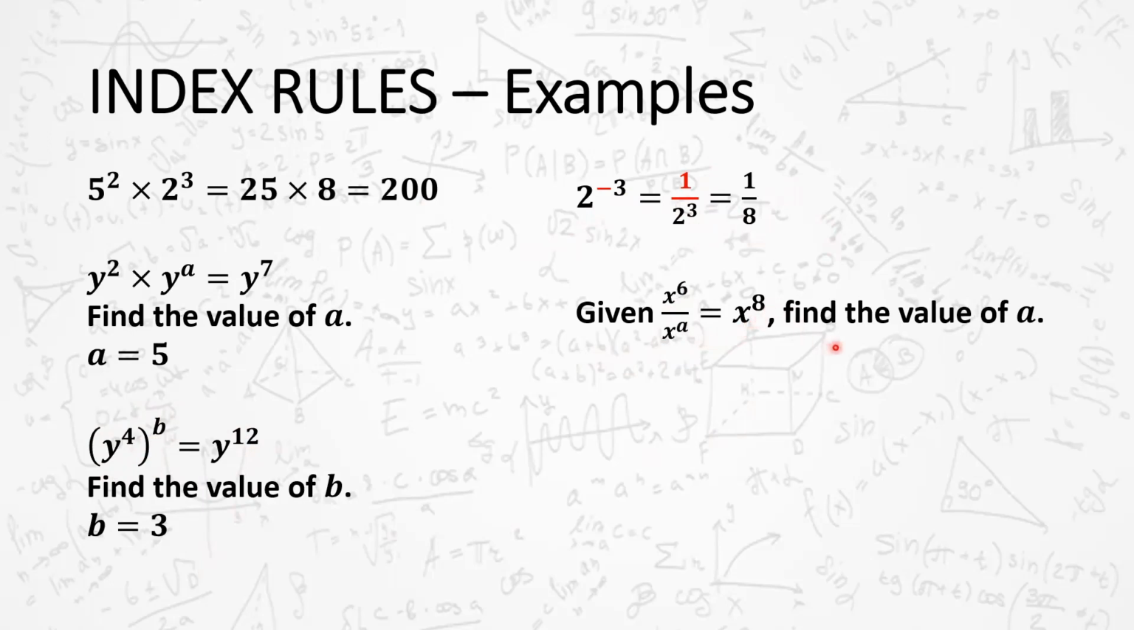Next, you were given x to the power 6 over x to the power a equals x to the power 8. Find the value of a. Apply the index rule, you would have 6 minus a equals 8. So 6 minus the number you're looking for equals 8. So the only option will be taking away a negative number to give you the plus. Therefore, my a equals minus 2.